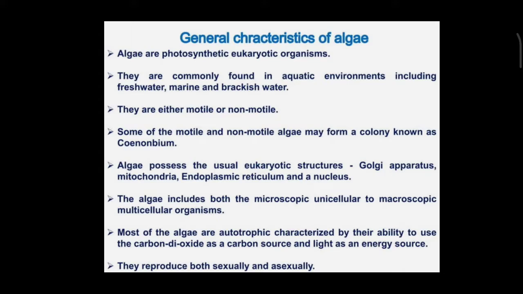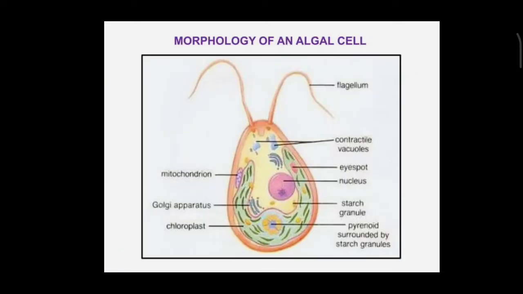The algae include both microscopic unicellular and macroscopic multicellular organisms, and most of the algae are autotrophic, characterized by their ability to use carbon dioxide as a carbon source and light as an energy source. They reproduce both sexually and asexually. This is the basic morphological structure of an algae cell. As you can see, they have the flagella as well as nucleus and mitochondria, Golgi apparatus, and particularly the chloroplast.